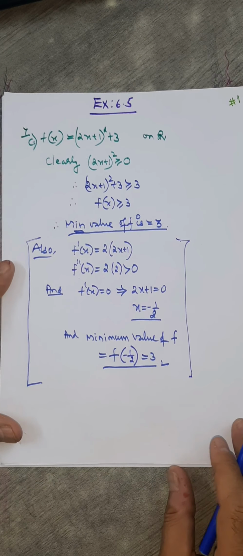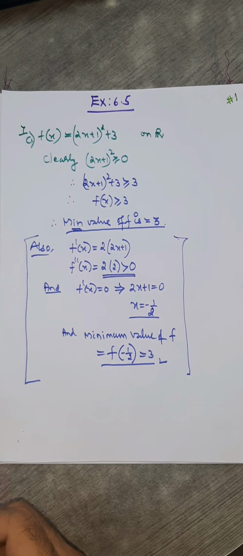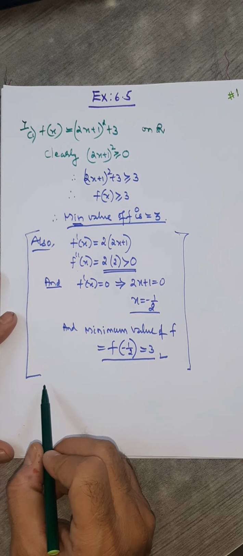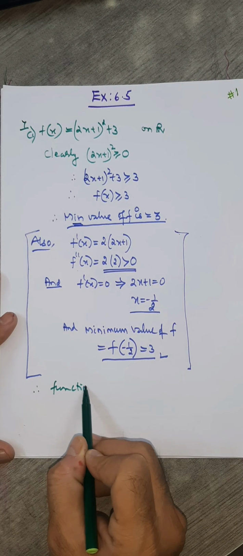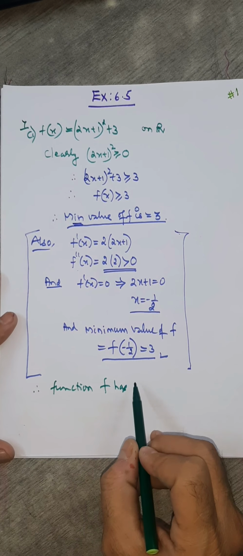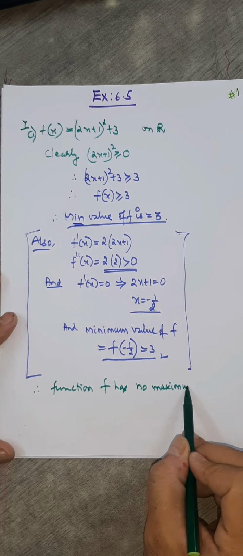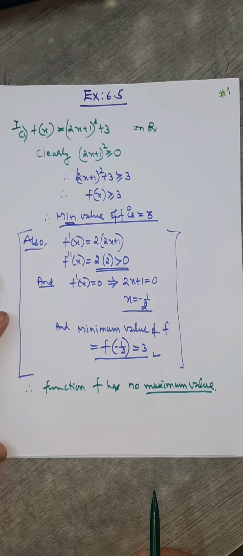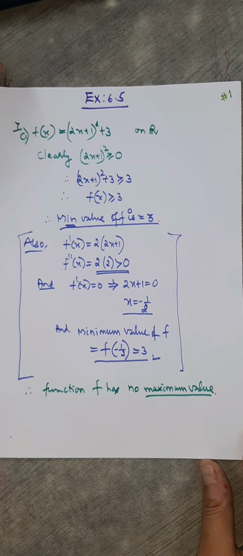And you can see that here the second order derivative is always positive, it never can be negative. Always positive means what? The function will always have a minimum value. So therefore you can say that here your function f has no maximum value. Clear? The maximum value of the function doesn't exist. I hope this is clear to you.